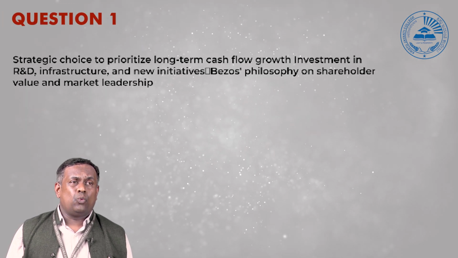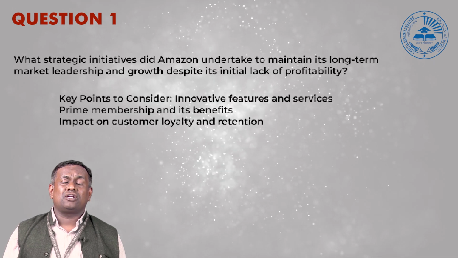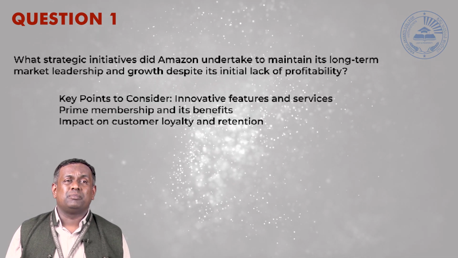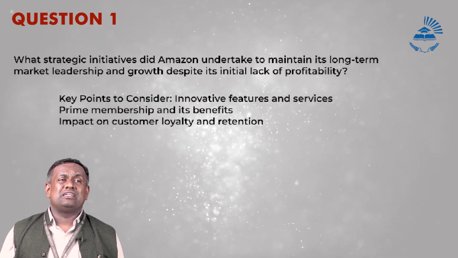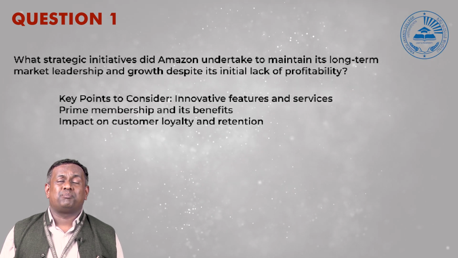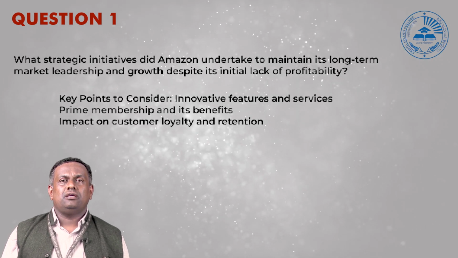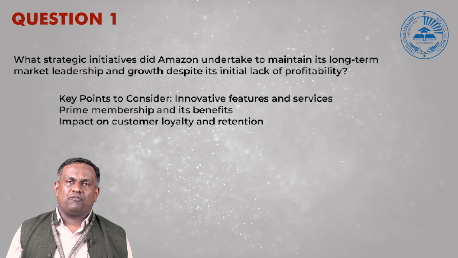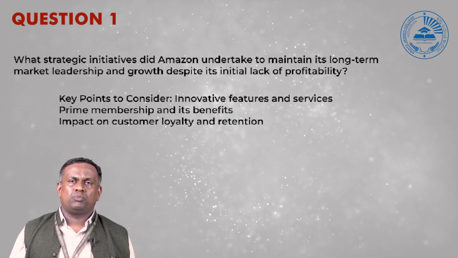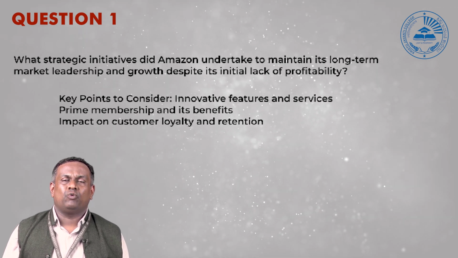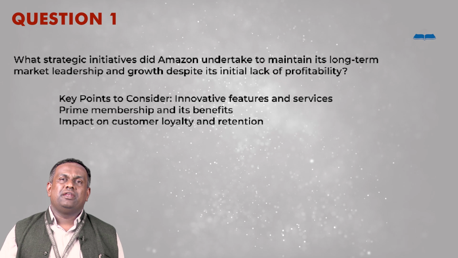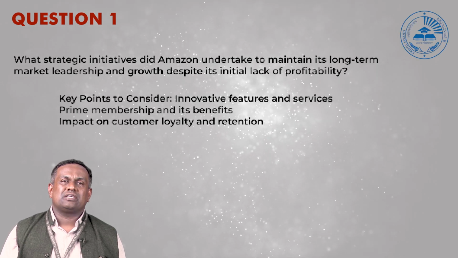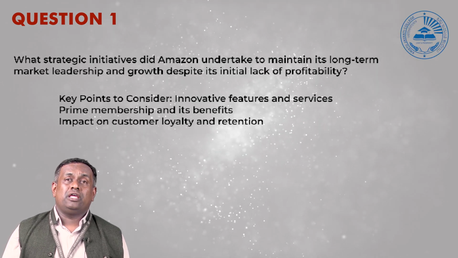The first question is, what strategic initiative did Amazon undertake to maintain its long-term market leadership and growth despite its initial lack of profitability? If you can see, over a period of time, the profit has increased, from negative it has come to profit, but what has brought the negativity to the positivity? Let us understand the question.